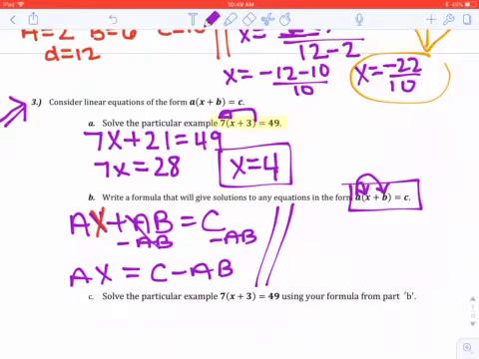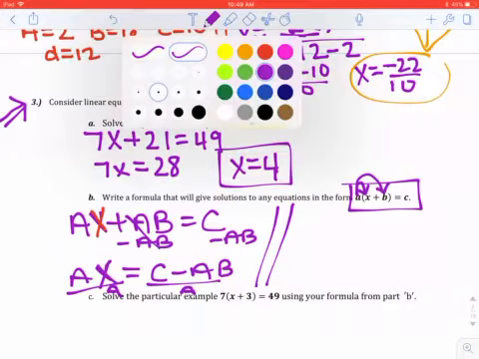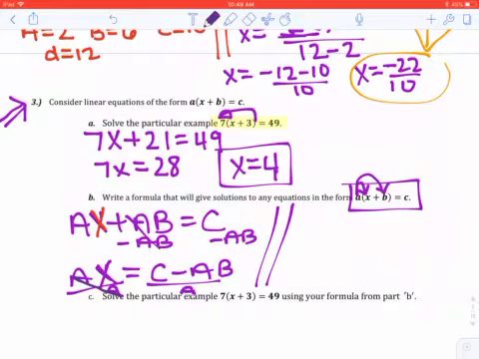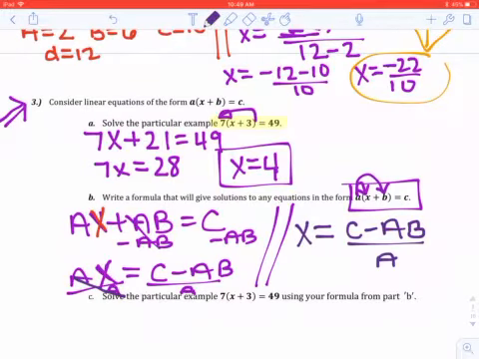So now again, I'm trying to solve for x. It's over here being multiplied by an a. So the opposite of multiplying by a is to divide by a. So I'm going to divide both sides by a. And when I divide both sides by a, those cancel out, and you're just left with x is equal to c minus a times b, all divided by a. So that's our super awesome formula.